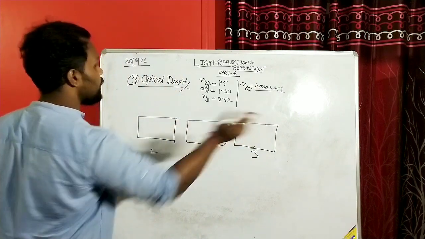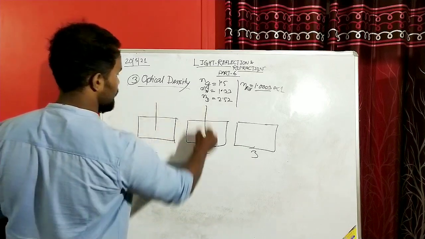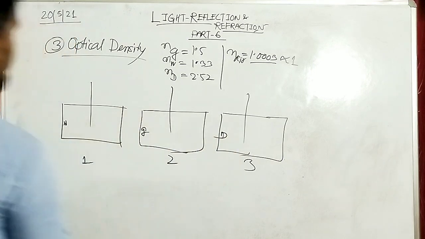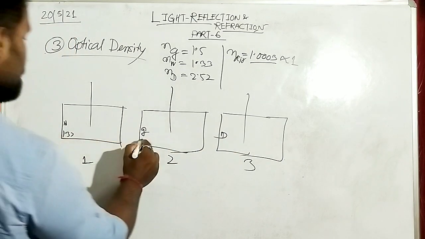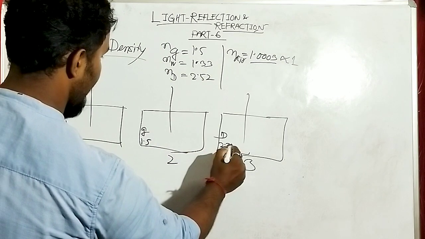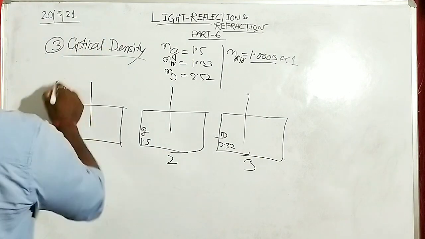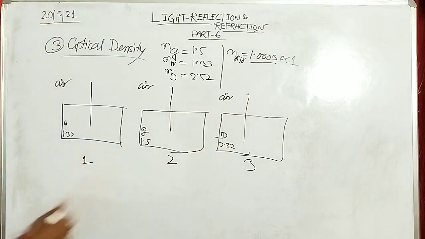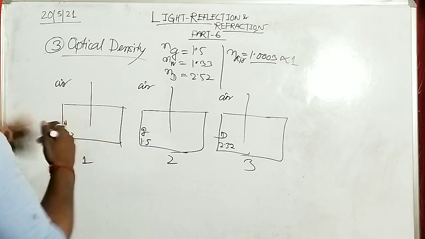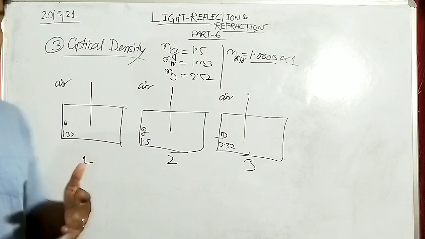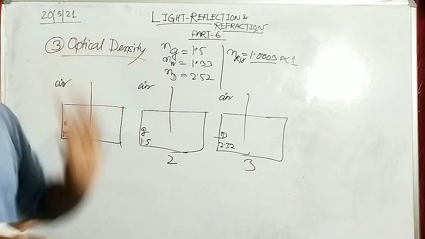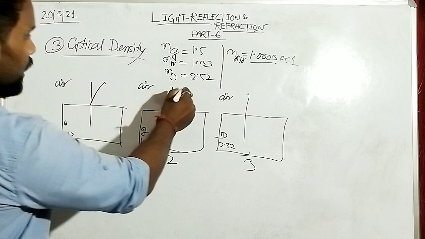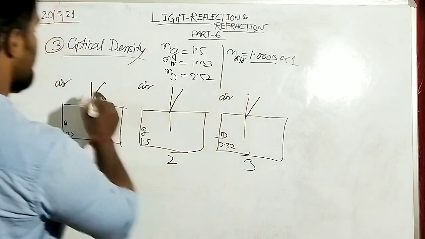These are three different media, right? These are normals. Consider this as water, this as glass, and this as diamond. Water has refractive index 1.33, glass has 1.5, and diamond has the highest, 2.52. And this is air. That means we are going to have the absolute refractive index, because we are finding the refractive index by comparing with air. So I will consider one incident ray here, also here, and also here.